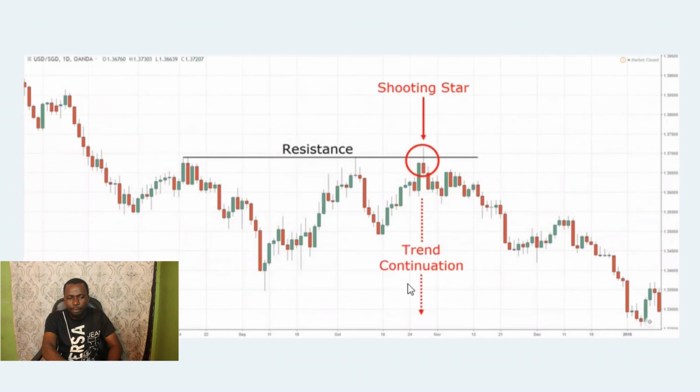So after you have confirmed that the price has come to the resistance level and you have identified the shooting star candlestick, the next thing you have to do is to take your sell trade at the close of this red and put your stop loss above here. So this is how you trade, and you can see that the market is now going down because it makes a rejection here, and then the market is now going down.